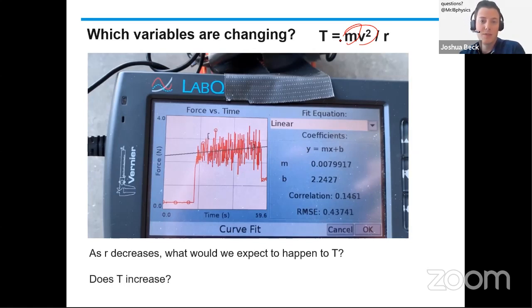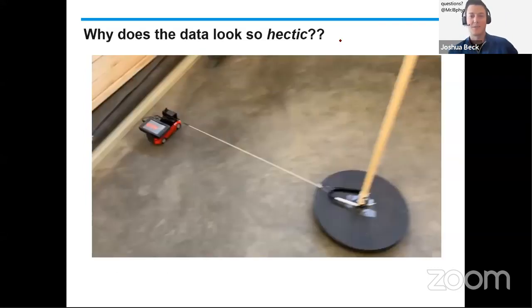Yes, I absolutely do. That's what I would expect to see. My radius is decreasing, and as long as m and v are staying constant, then I should see a gradual increase in my tension. Now, why is this so hectic? Why does the data look like that?